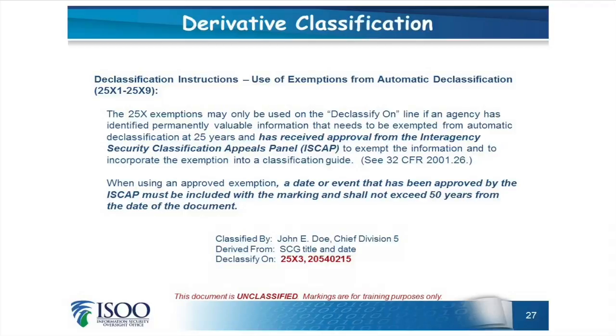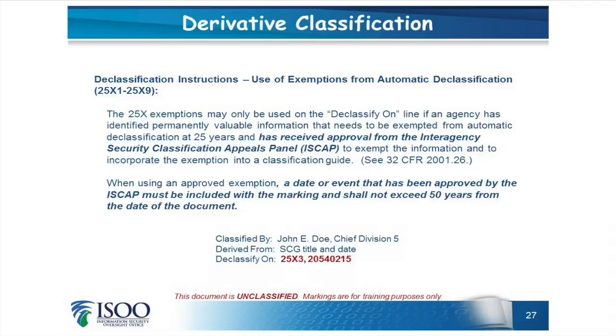Simply put, the exemptions work like this. The OCA classifies information for the first 25 years. An ISCAP-approved 25X exemption keeps information classified for another 25 years, or 50 years total. There are also 50X exemptions, which will keep information classified for an additional 25 years beyond that, up to 75 years total. All exemptions other than 50X1-HUME and 50X2-WMD must be approved by ISCAP. The example here shows how it is properly annotated.